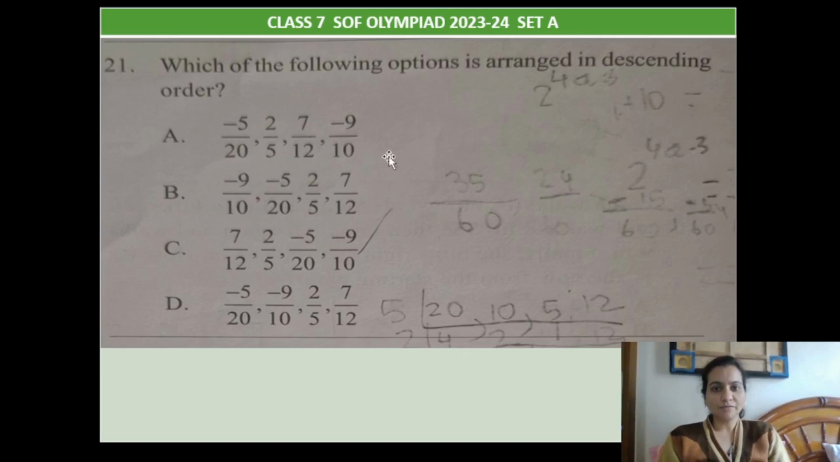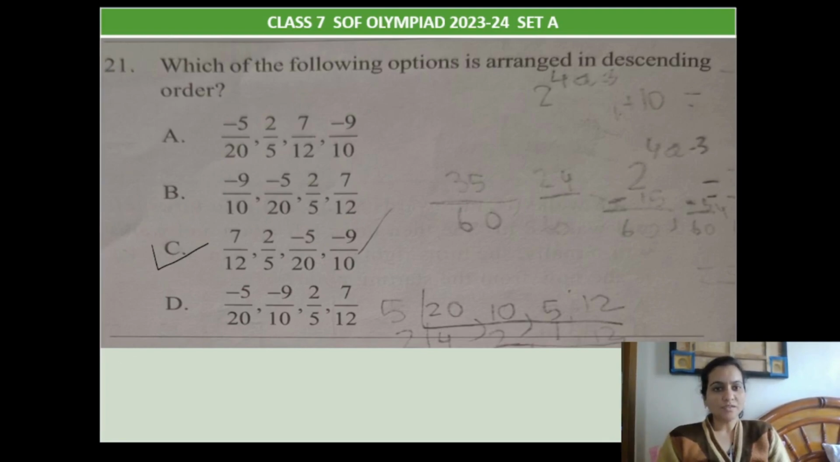If we go through all the options carefully, we can see that in option C, both the positive rational numbers are mentioned first and then the negative rational numbers. So B and D cannot be options because negative rational numbers are mentioned first in them. So these two cannot be descending order. Option A also has a negative rational number at the beginning and a negative rational number at the end. So this is also not descending. We did not even need to try to find out clearly that option C, where the positive rational numbers are mentioned first and then the negative rational numbers, is the correct option.